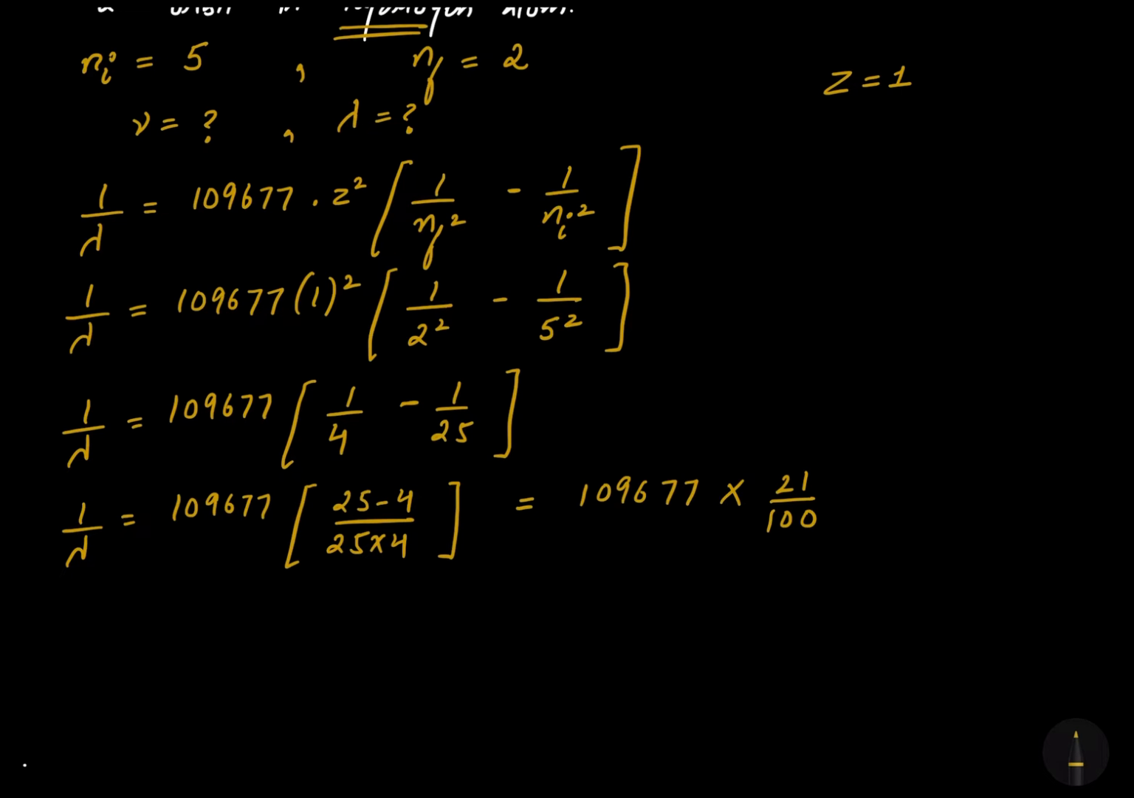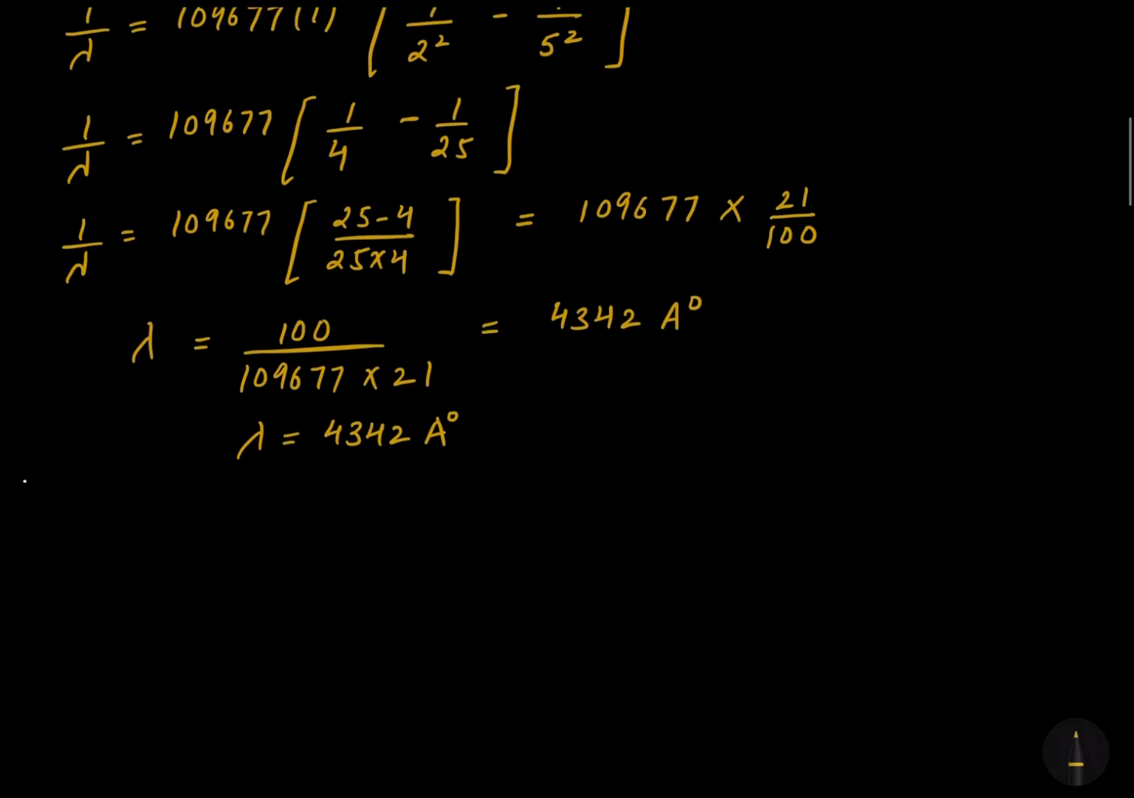So for the wavelength, I am reciprocating it, 1 by lambda to lambda. It comes out to be 100 divided by 109,677 into 21, and this value comes out to be 4342 angstroms. So the wavelength of the photon emitted during a transition from fifth orbit to second orbit comes out to be 4342 in angstrom units.